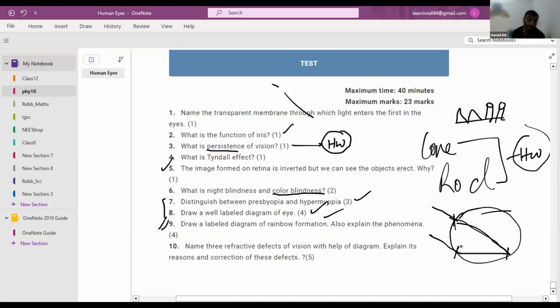There was such a figure in the NCERT book, remember? Yes, sir. So this is the phenomenon of rainbow formation. So how many reflections or refractions are there? Two refractions happen. So explain the phenomenon. How will you explain the phenomenon?